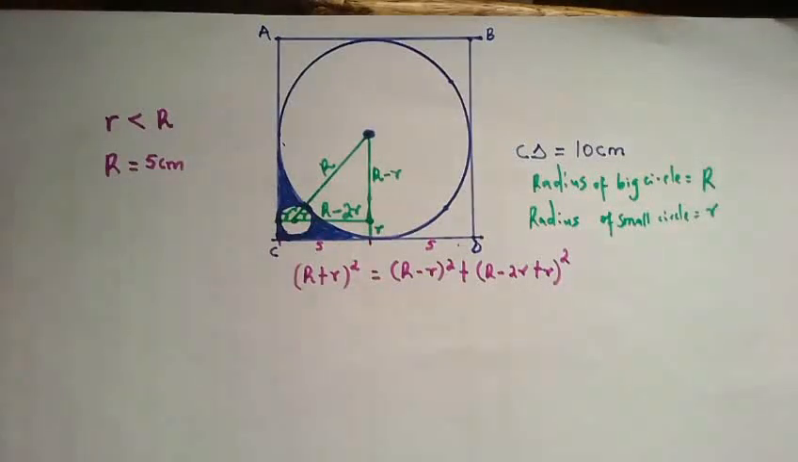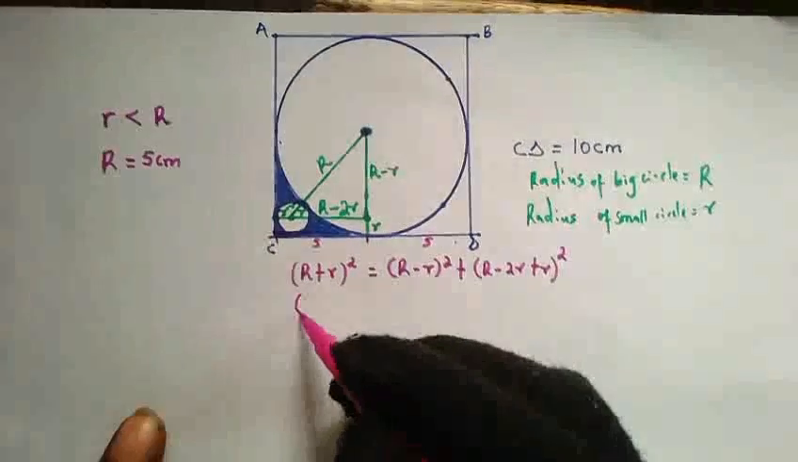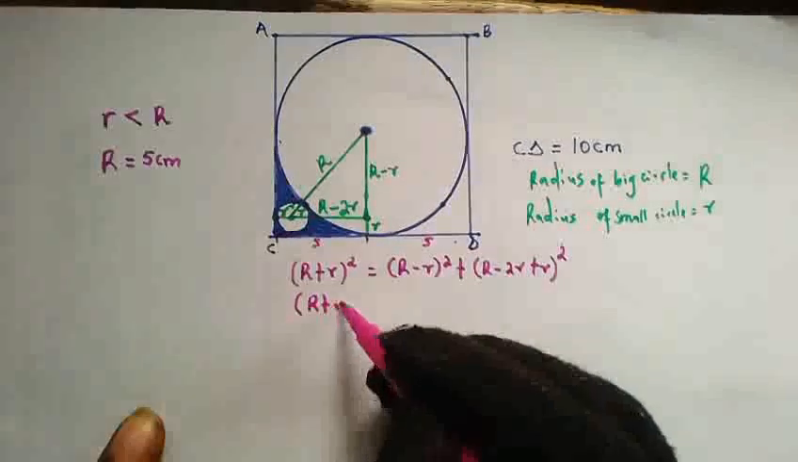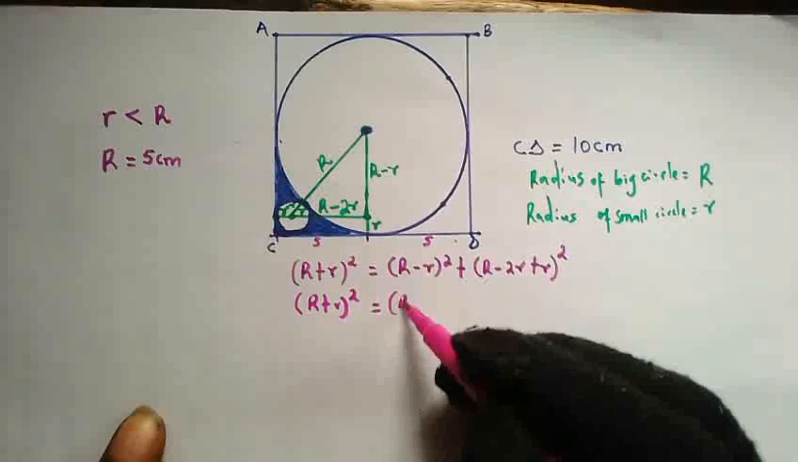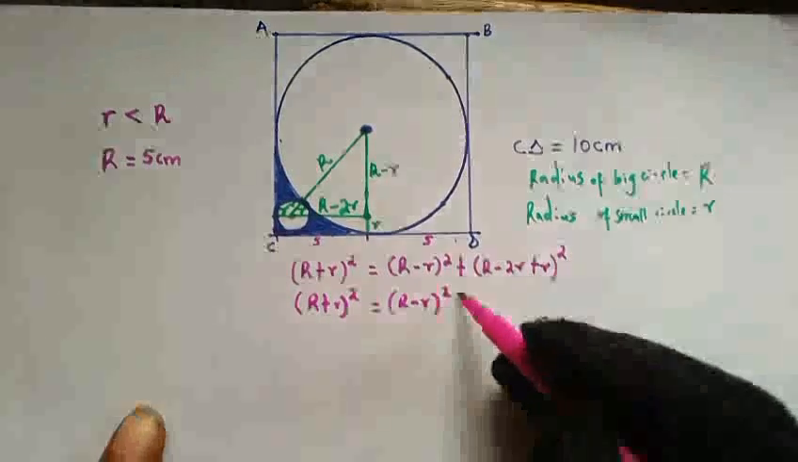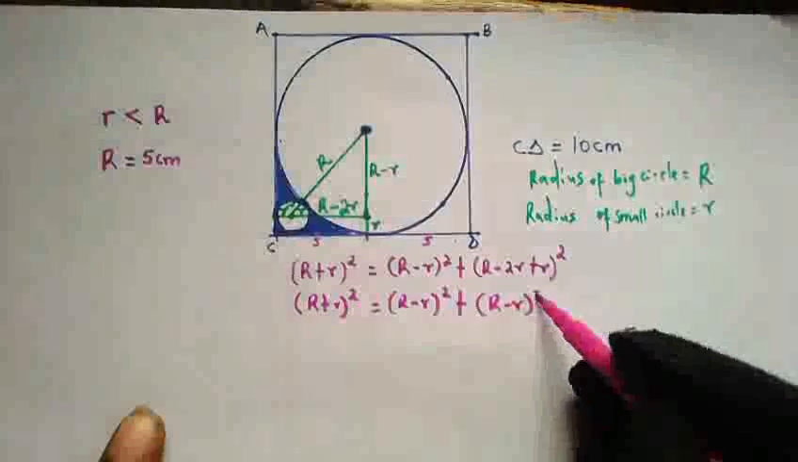And now what are we going to do here? Let us expand and simplify. Now this is R plus r squared, equal to R minus r squared plus, remember, this simplified to R minus r squared.